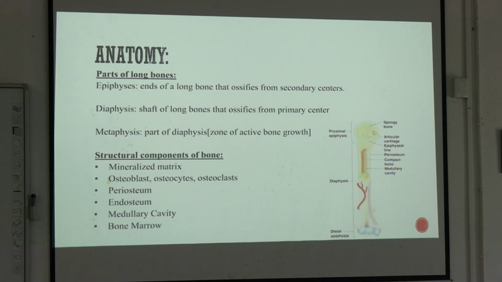What is the function of the osteoblasts? Bone formation. Osteoclasts, bone resorption. And your osteocytes, which are the bone cells. Then comes the periosteum, which is the hard exterior part of the bone. Then comes the endosteum, the medullary cavity, and finally the bone marrow.